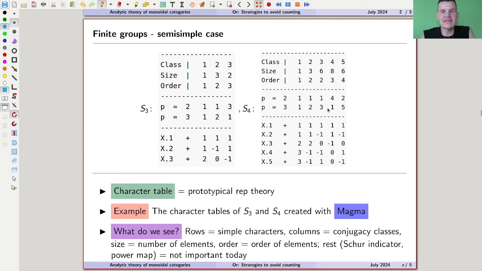Cool. So let's start with finite groups. Characteristic 0, semi-simple case, complex ground field. So what you can do is, the character table is prototypical representation theory. So here's a character table, and we already had that last time, the same type of character tables. Columns are the conjugacy classes, and the rows are the simple representations. So here S3 and S4, the same setting as in the previous video.